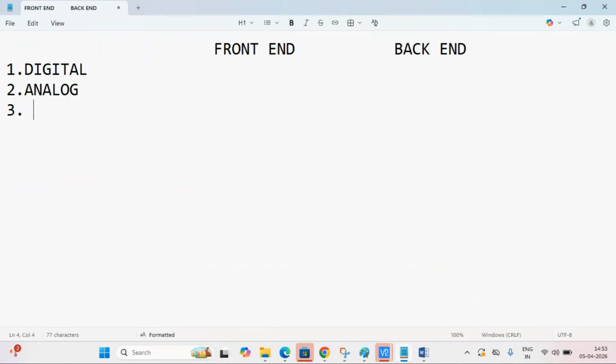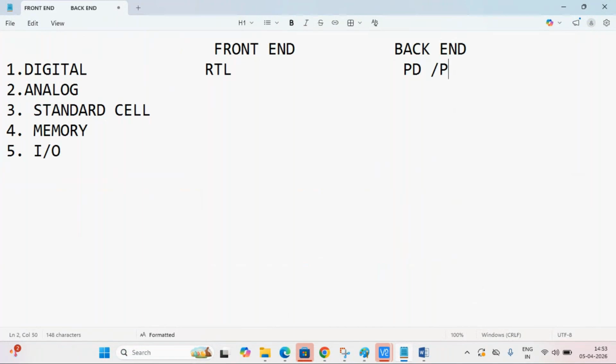Standard cell, memory, IO. So the front end people for digital are called RTL design engineers, and for back end that is called PD, physical design engineer. And for verification, that is called PV, physical verification guy.